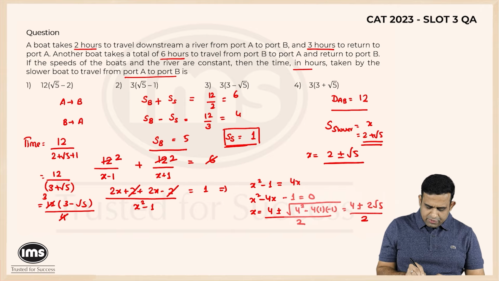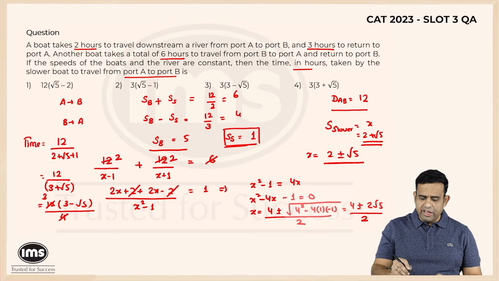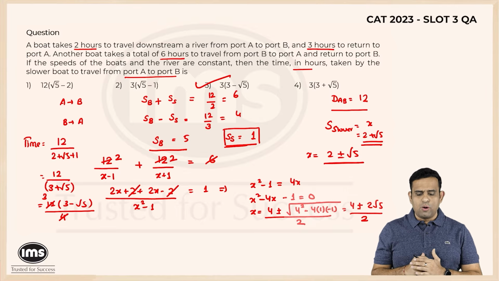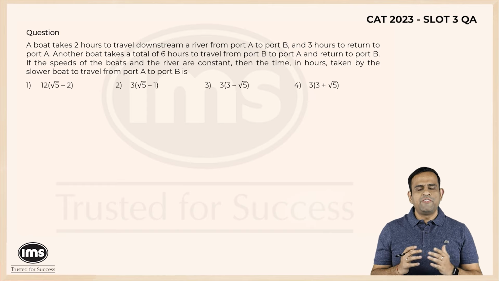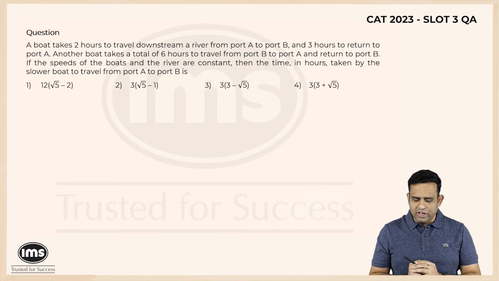And this part will become 3 times of 3 minus root 5, and hence one can choose to mark option number 3 as the answer for this particular question. If I use a bit of jugaad in this particular case, possibly we can eliminate a couple of answers.